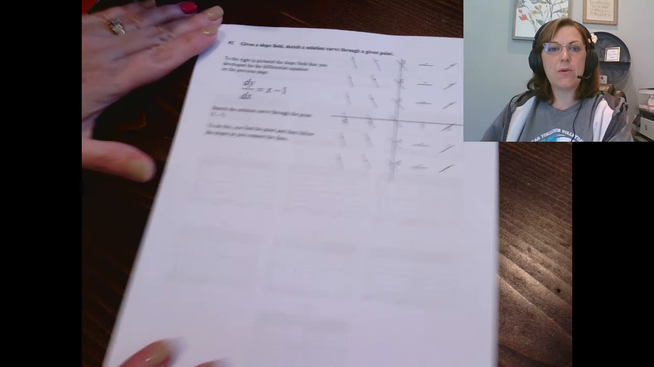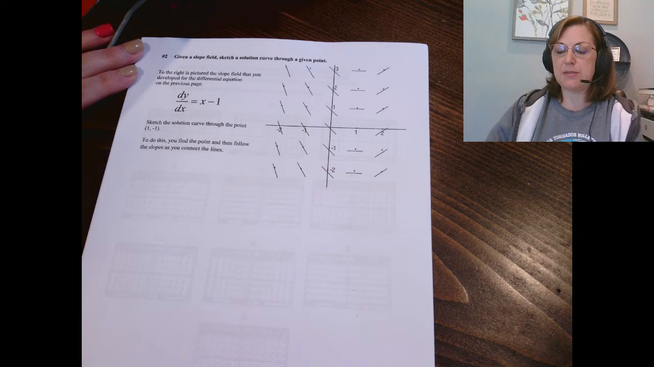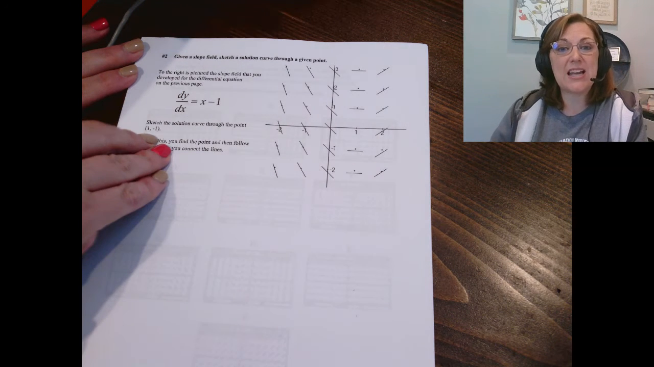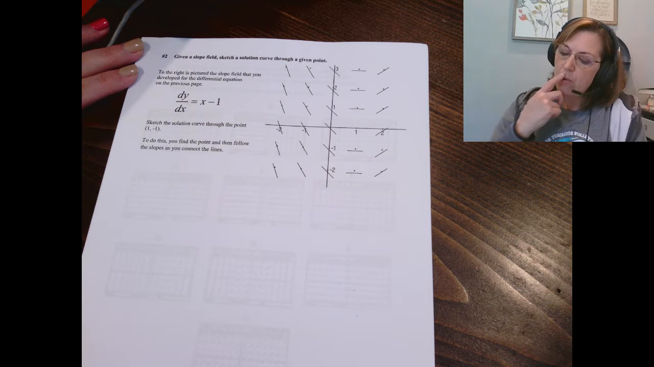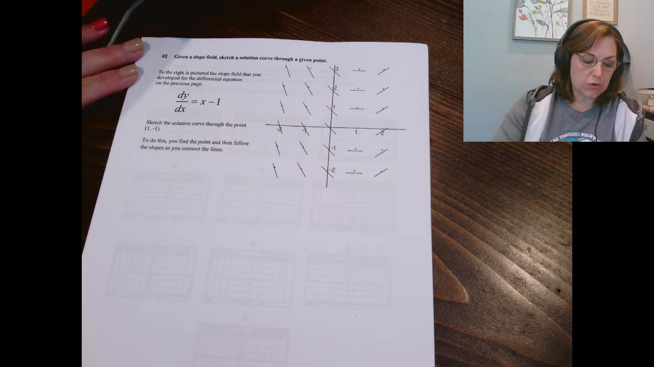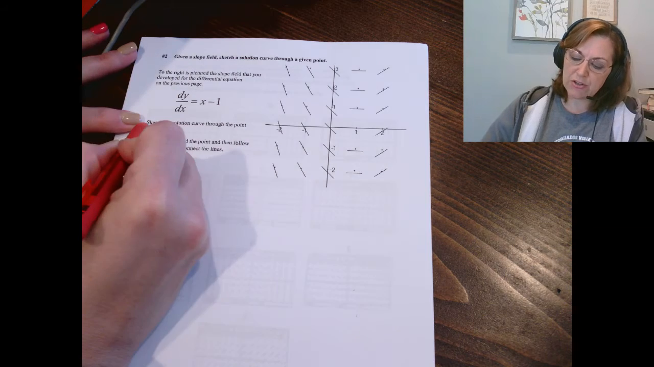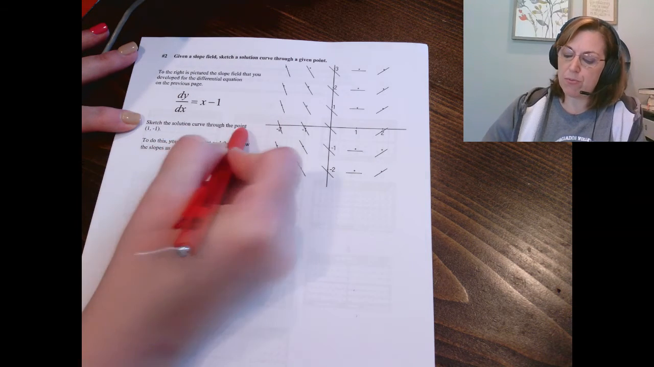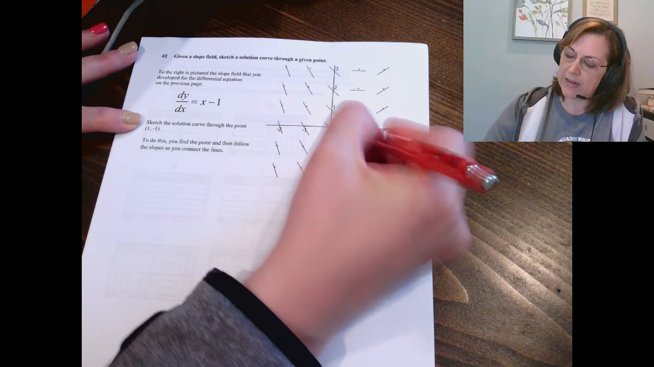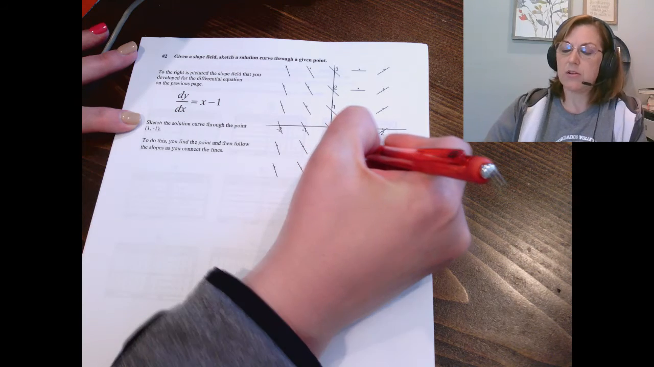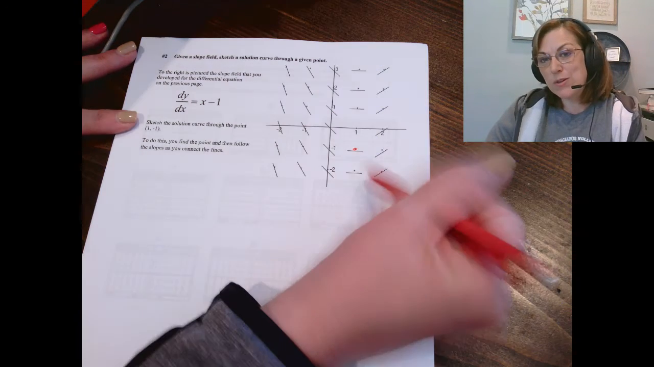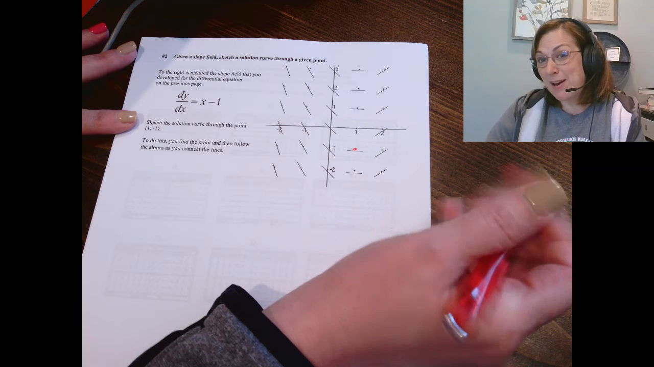Now, the second skill you need is to be able to take a slope field and sketch a solution. So what you're doing here is you're looking for that, and they tell us here to sketch the solution through the point 1, -1. 1, -1 would be here, okay? But notice it has a horizontal little slope there. That means I've got a max or a min.